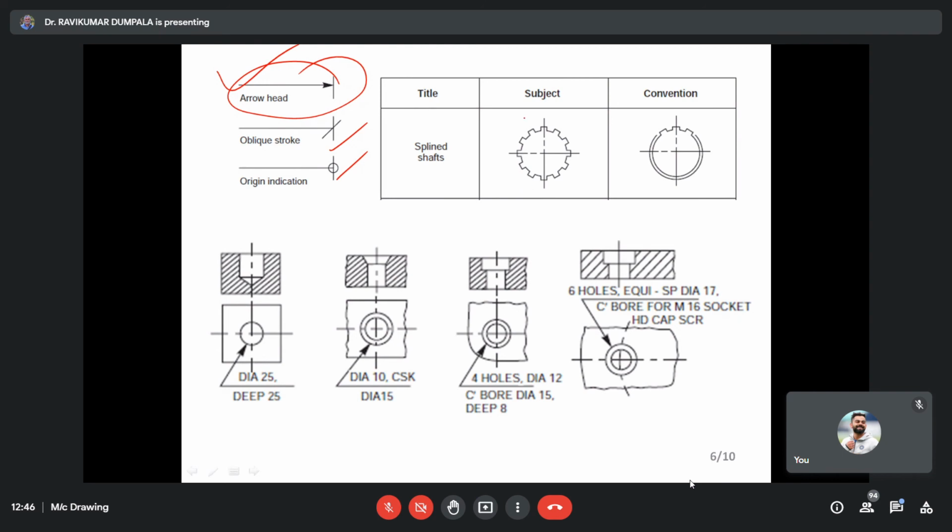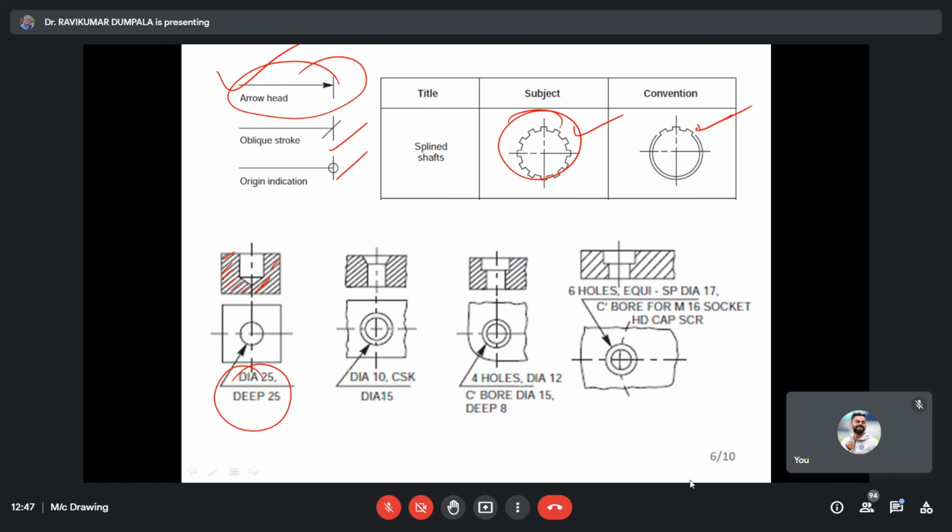I told you we study conventions. Suppose a spline shaft is there, no need to draw everything. Just show this convention. Just a convention you have to draw. And see how different it is: you're showing sectioning and you're drawing this indication also. This is very important in machine drawing, and in production drawing also. You have to write clearly. We don't keep the dimensions separately, we just write dia 25, deep 25.